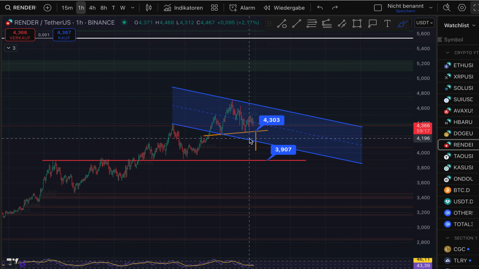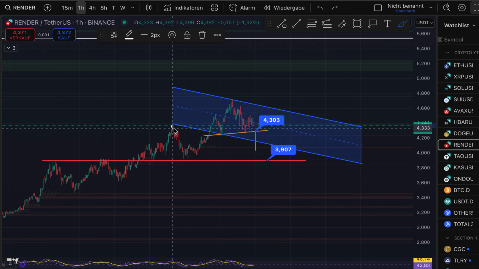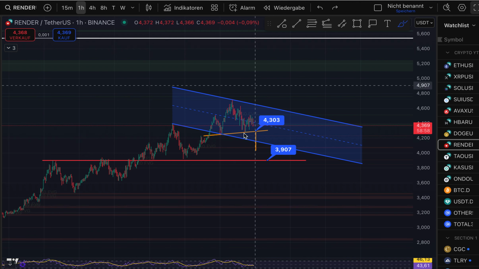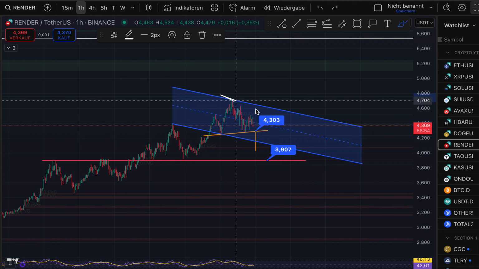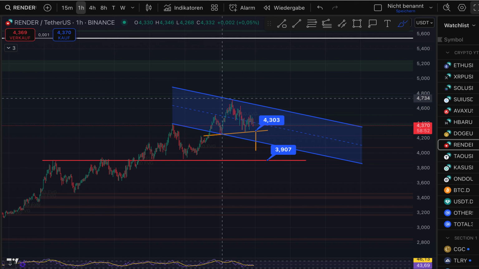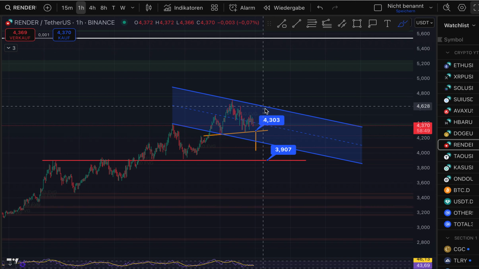I also see some kind of a bull flag. We see with many coins at the moment that they are in some kind of bull flag and bullish pattern. I didn't find one for Render. I just found one where we have one touch point from the outside, one touch point from the inside. I have just connected those two candles with each other, and I have just put it then to the upper part of that price movement.